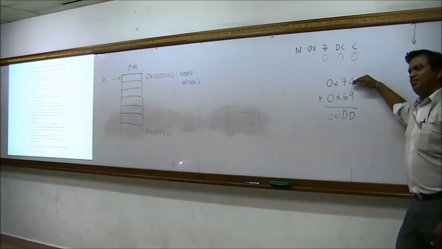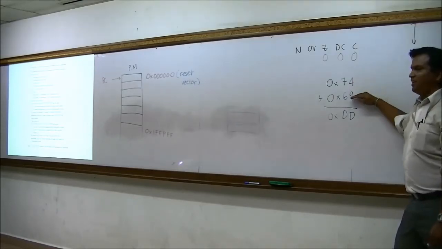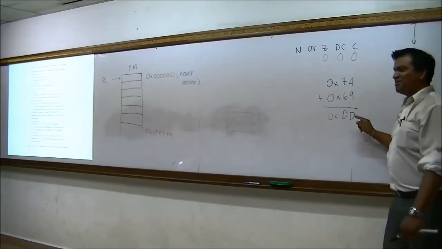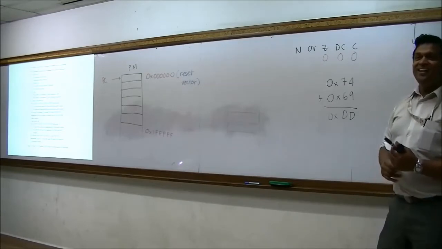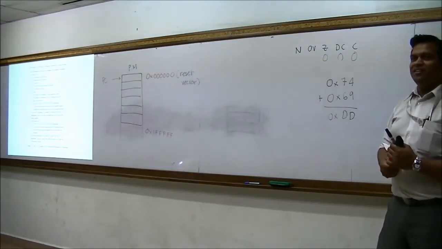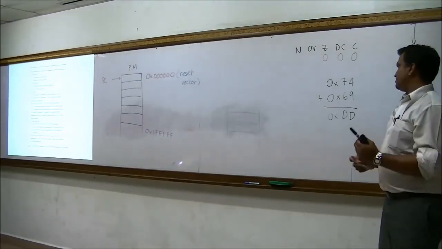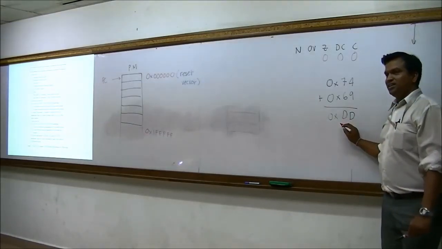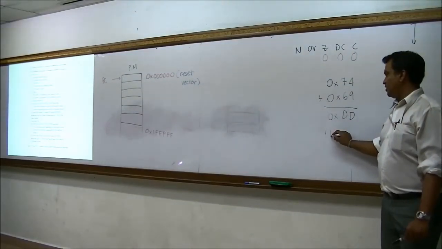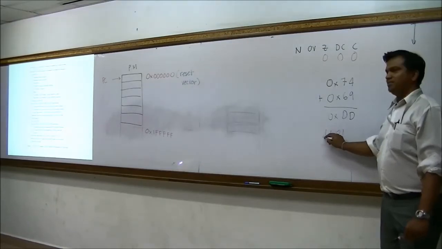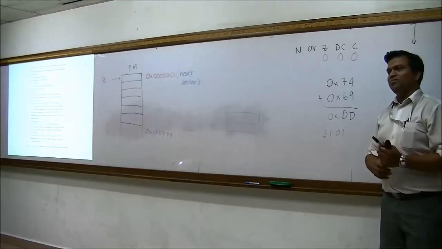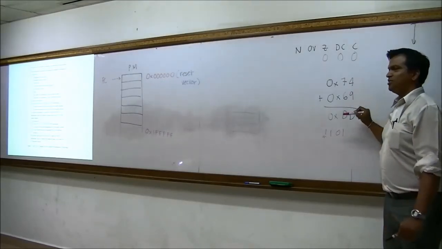Is this number positive or negative? Positive. Why? How do you know this one is positive? Change to binary. D is what? 13, right? 13 is 1, 1, 0, 1. What is this? Negative, right? Overflow or no overflow? Overflow. Positive plus positive is supposed to give positive, but you get negative.